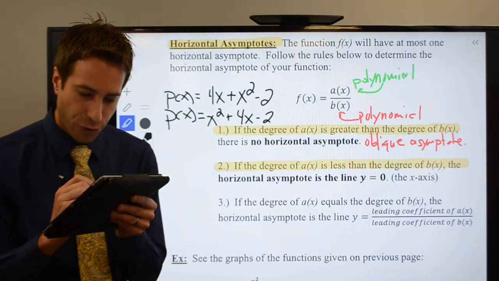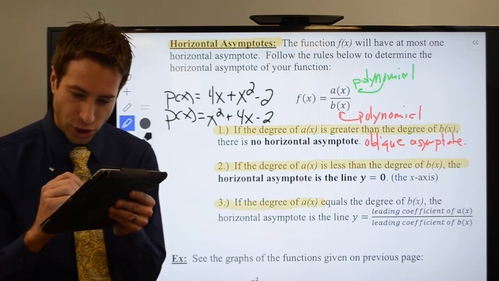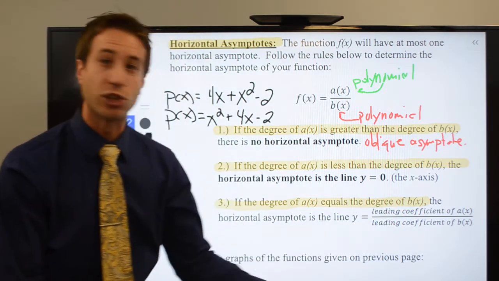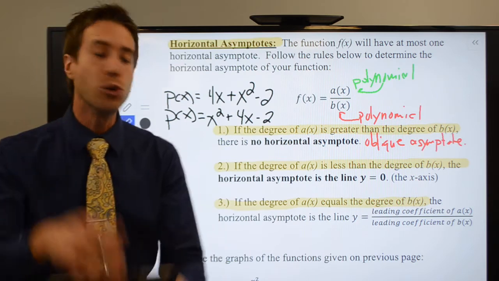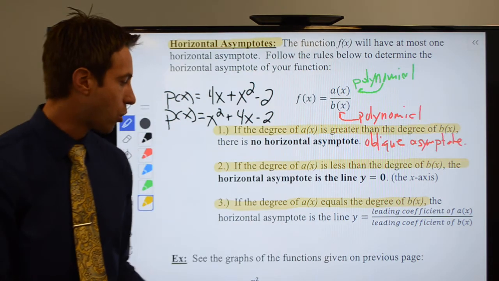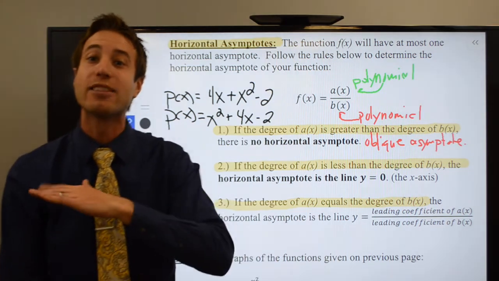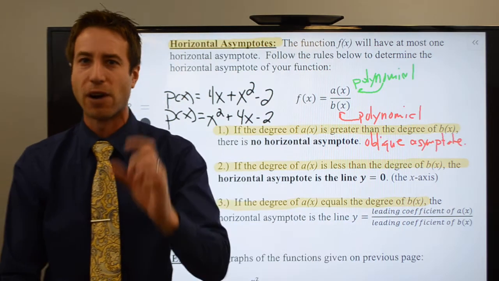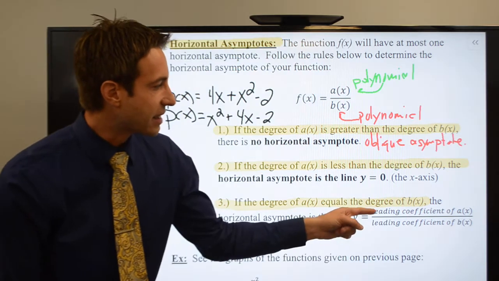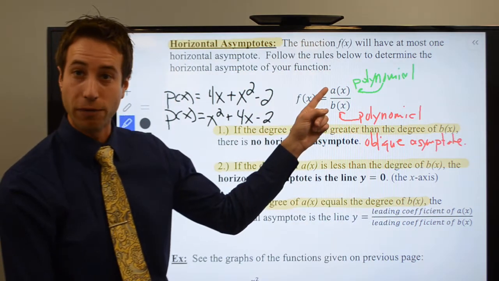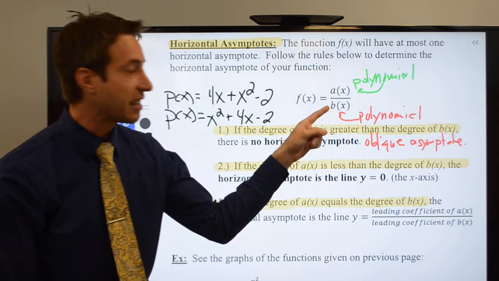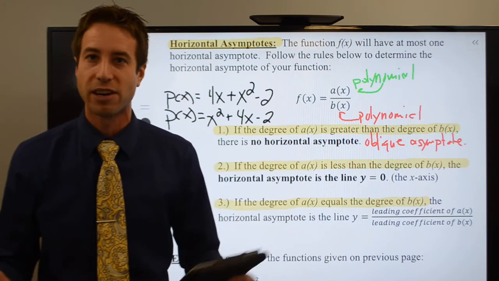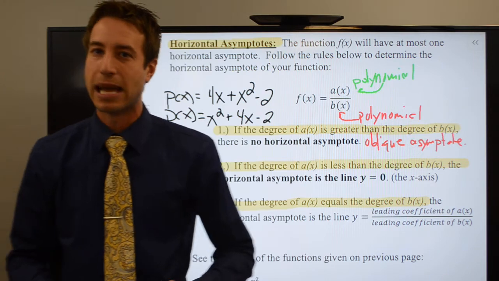And then finally, rule number 3, you guessed it, there's only one option left. If the degree of a of x, the degree of the polynomial on the top, is equal to the degree of b of x, the polynomial on the bottom, then you have rule number 3, and here's the way it works. The horizontal asymptote will be the horizontal line y equals, right? It's a horizontal line, so all horizontal lines have the function y equals. Y equals, it'll be the leading coefficient of a. So you'll find that leading coefficient of the polynomial on the top divided by the leading coefficient of the polynomial in the bottom. And I know that sounds like a mouthful, and you're like, how the heck am I ever going to figure that out? It's not that difficult. I'll show you examples here in just a second.